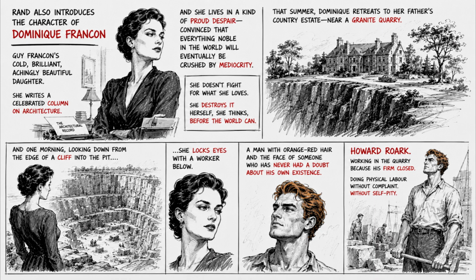That summer, Dominique retreats to her father's country estate, near a granite quarry. And one morning, looking down from the edge of a cliff into the pit, she locks eyes with a worker below, a man with orange-red hair and the face of someone who has never had a doubt about his own existence. Howard Roark, working in the quarry because his firm closed, doing physical labor without complaint, without self-pity.